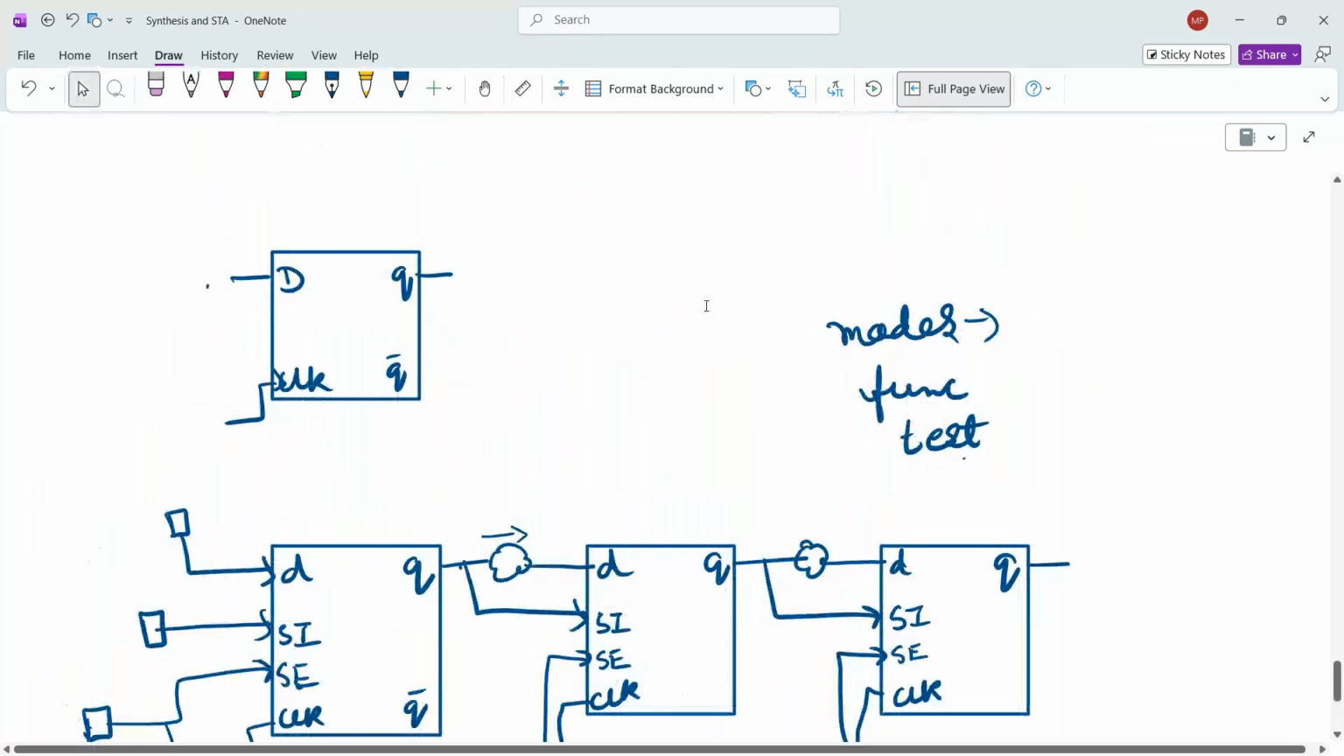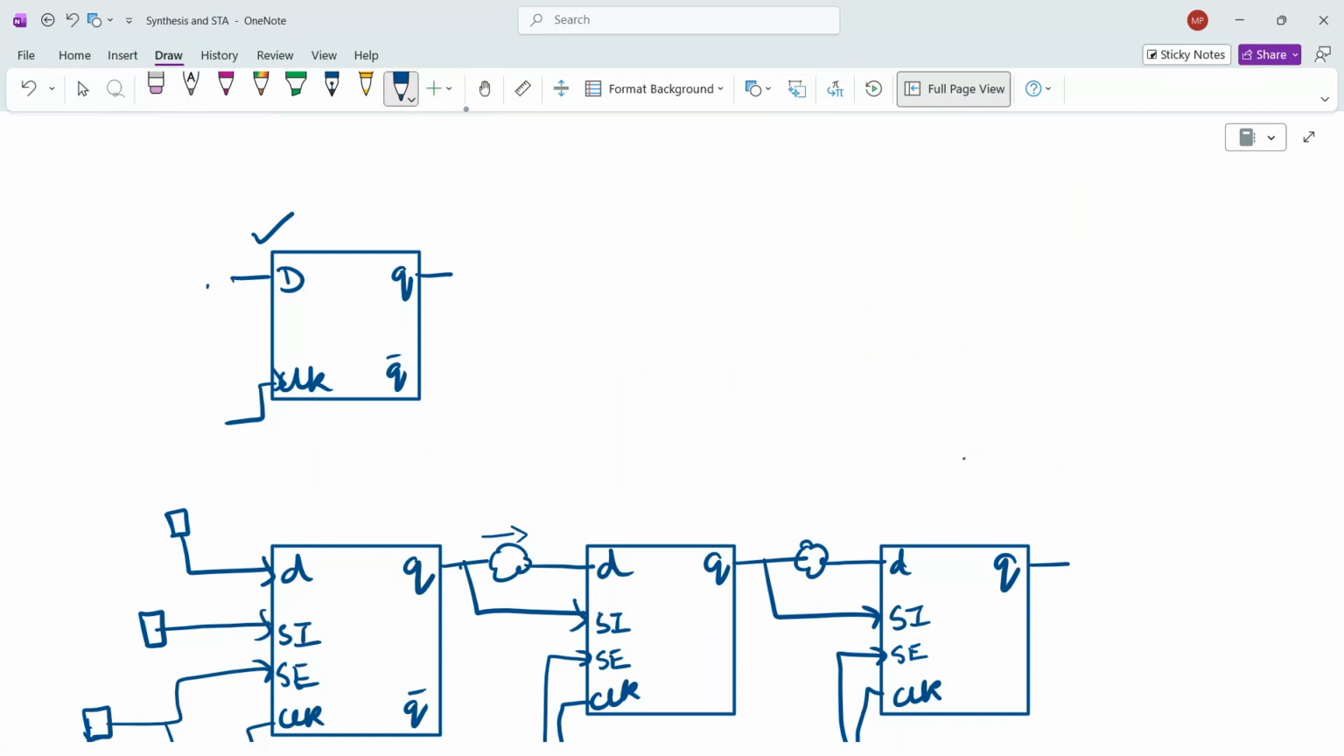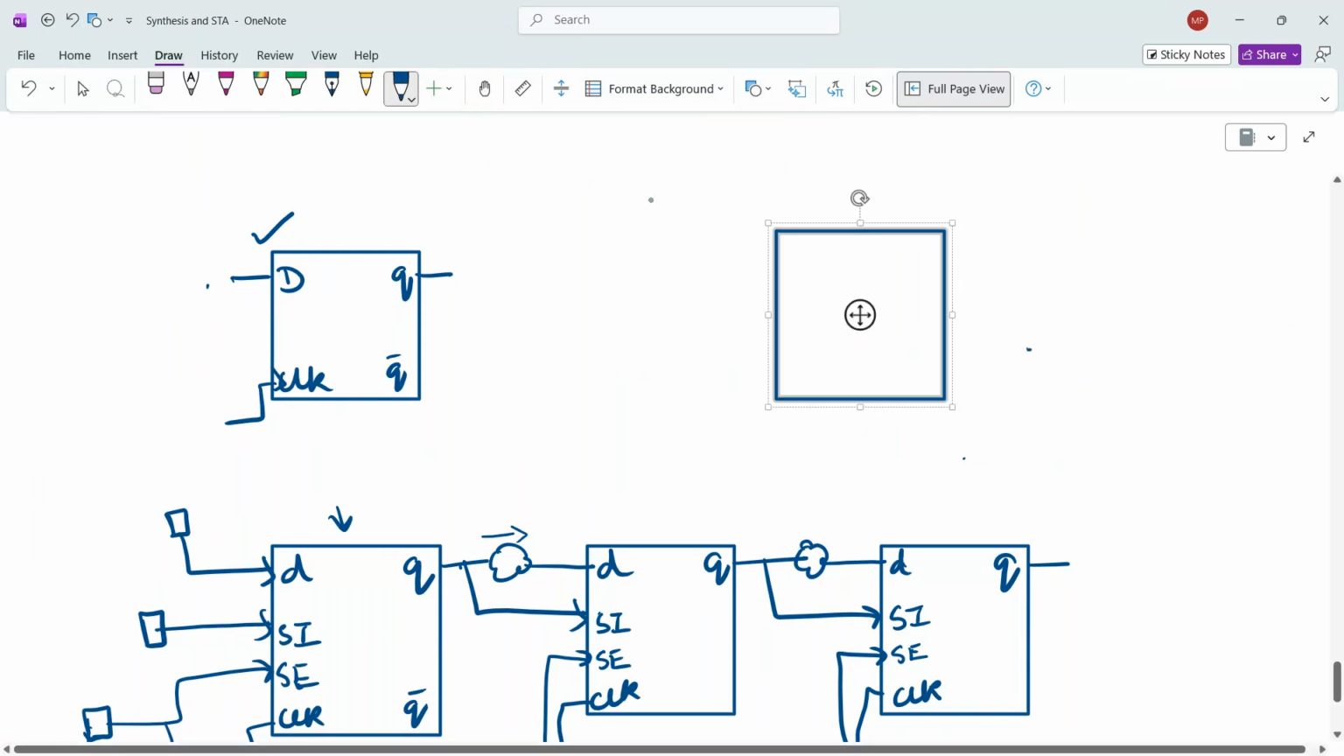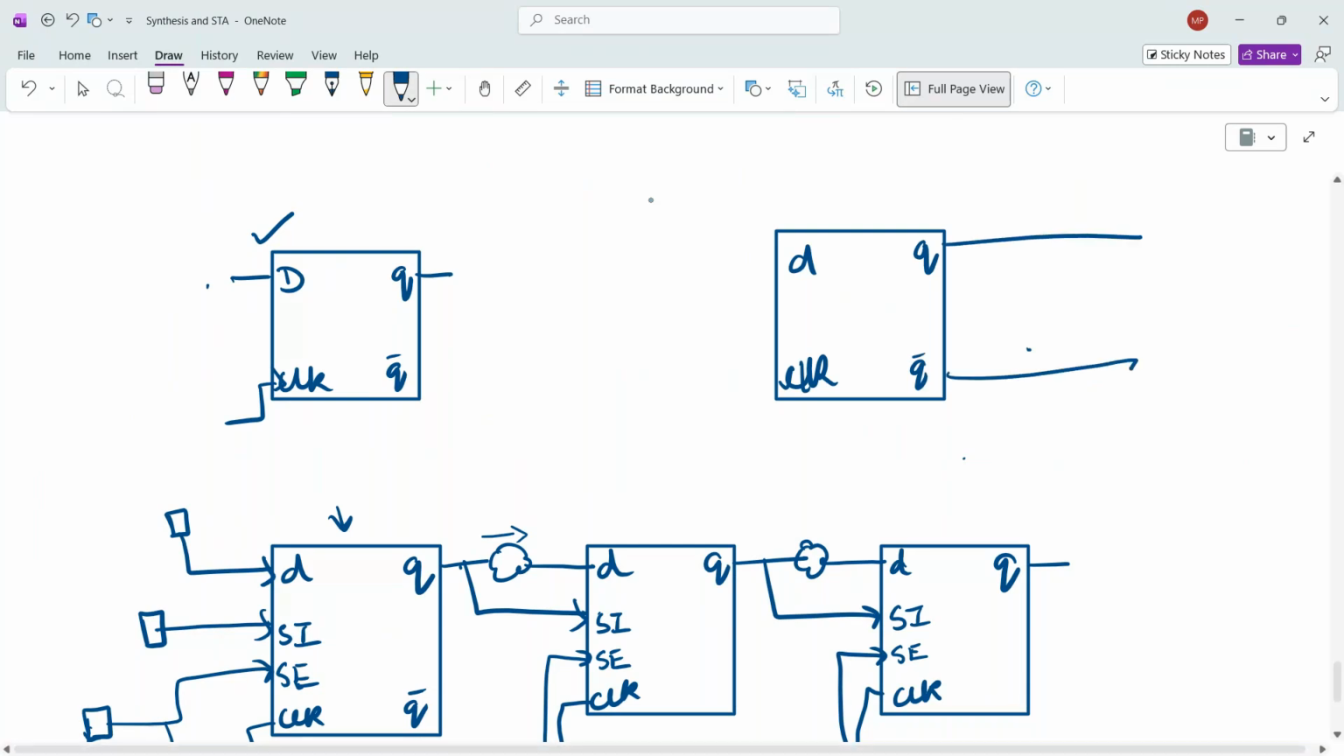As I told you earlier, this is what is present inside your design. And when you add a scan chain, it will get converted into these kind of flip-flops having additional logic. But inside it, what is present? So your D flip-flop will remain like this. Clock is there. Q is there. Q bar is there. Right. They will provide some output.